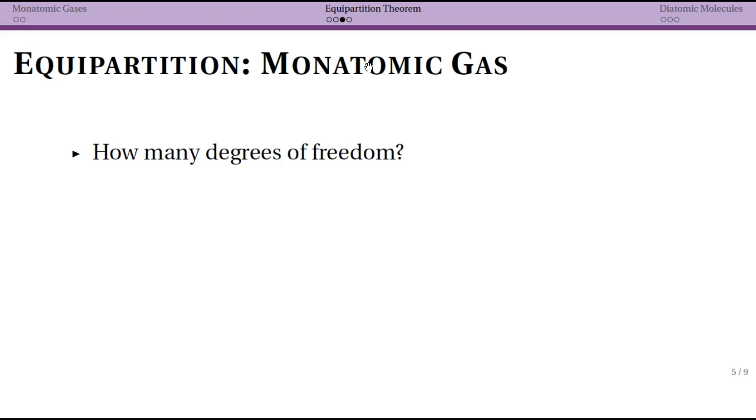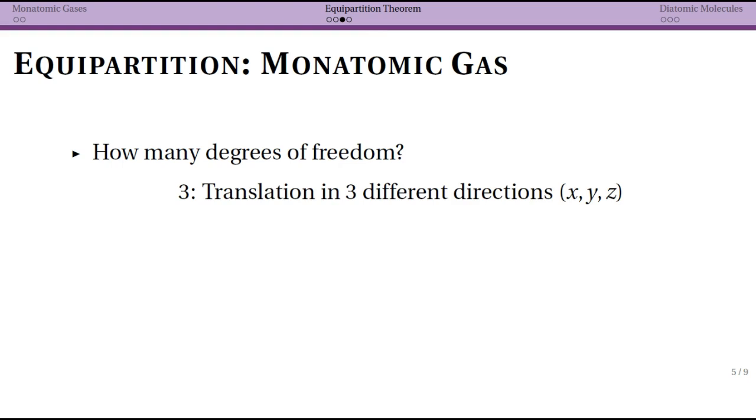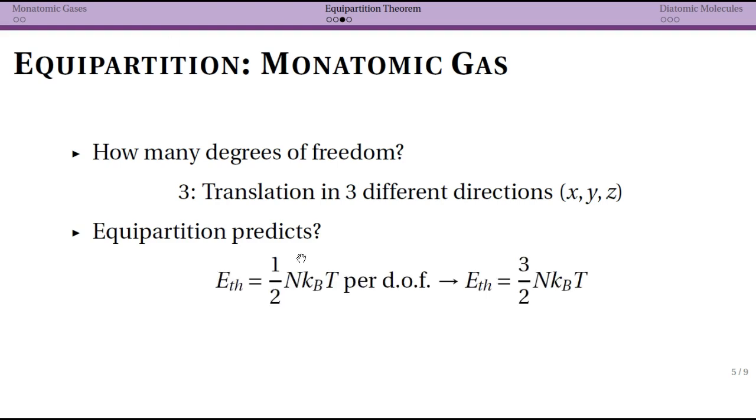So our monatomic gas, how many degrees of freedom are there? Well, it can't really rotate. There aren't any springs involved, so all we deal with is translational kinetic energy. And there's no reason why it can't move in 3 dimensions, so it has 3 degrees of freedom, which are simply the translation in 3 different directions. So then the Equipartition Theorem predicts that 1/2 k_B T is in each degree of freedom.